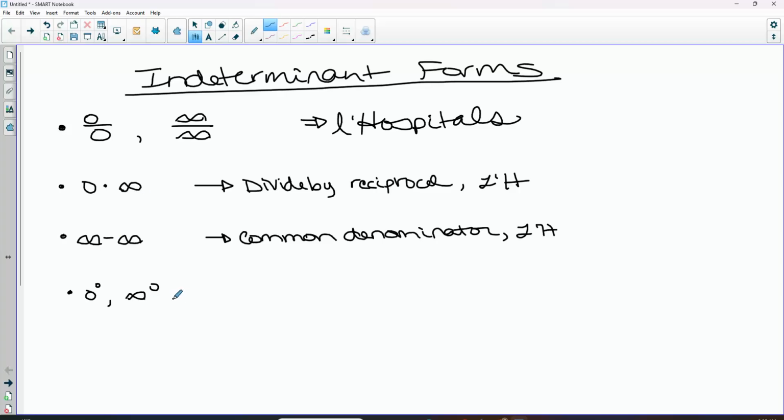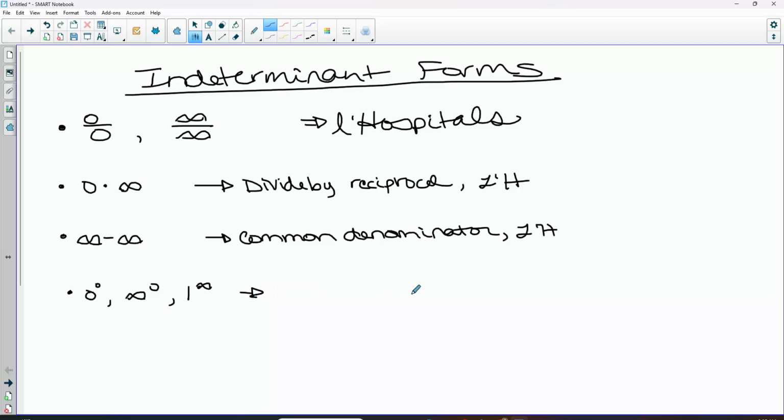Do you remember what the third one was? 1 to the infinity. Because 1 to any power is supposed to be 1, but anything to the infinity power is getting bigger and bigger. And so it depends, are we getting to the 1 faster or are we getting to the infinity faster? So these are the indeterminate powers.